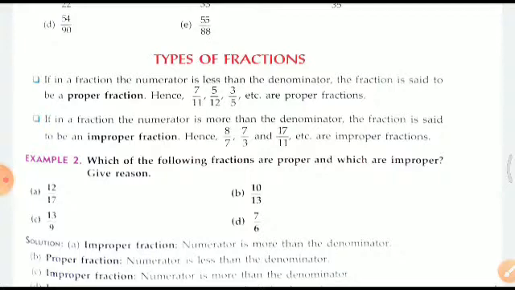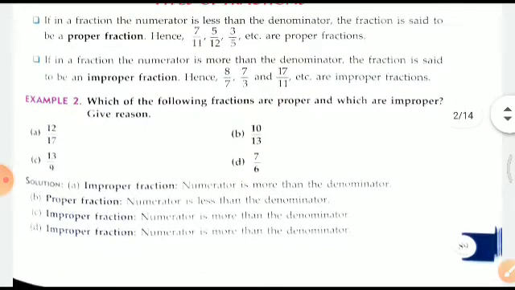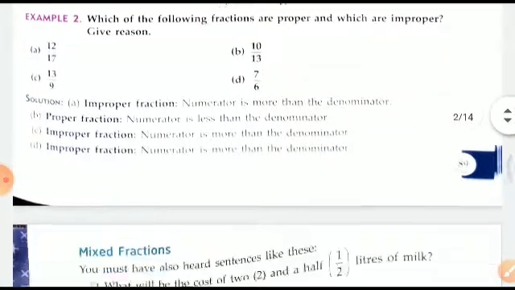Now example 2. Which of the following fractions are proper and which are improper? First is 12 upon 17. Yeah, numerator is less than the denominator, so this is proper. B, 10 upon 13, same here, proper. Now 13 upon 9, here numerator is greater than the denominator, so it becomes an improper fraction. And similarly D also, 7 upon 6, it's an improper fraction, right?